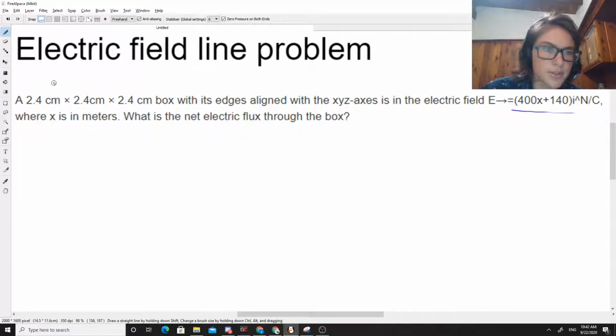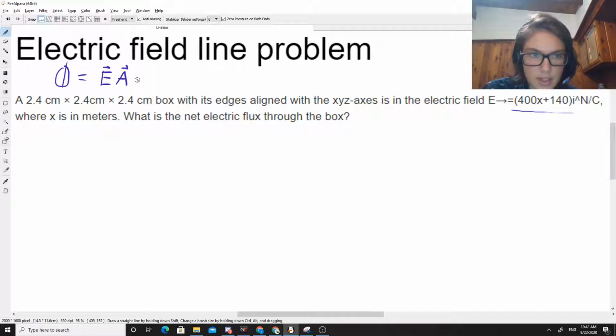So first things first, I'll write out our electric flux equation for the electric flux through any surface. The electric flux through a surface is equal to the electric field vector at that surface multiplied by the area vector at that surface multiplied by the cosine of the angle between them. So hopefully everyone's familiar with that equation and this isn't a big surprise.